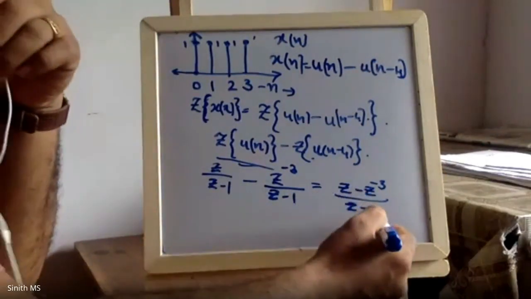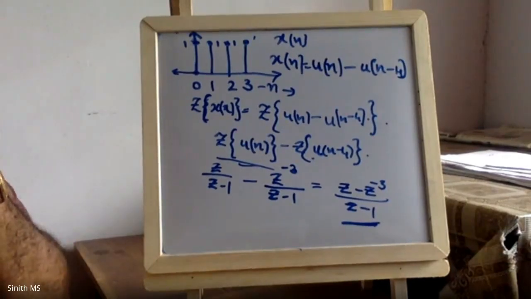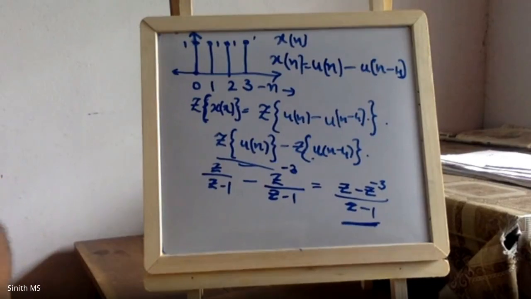Okay. So this is how you find the Z transform of signals. Is it clear to all of you? Can you just type yes or no? Okay. Yeah.